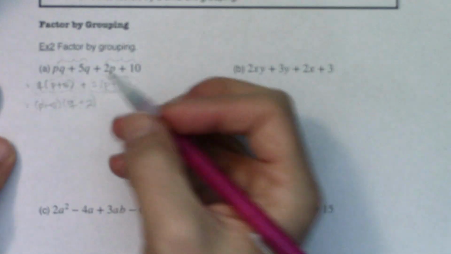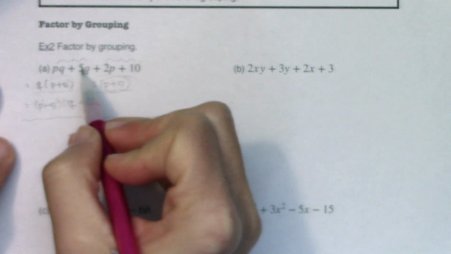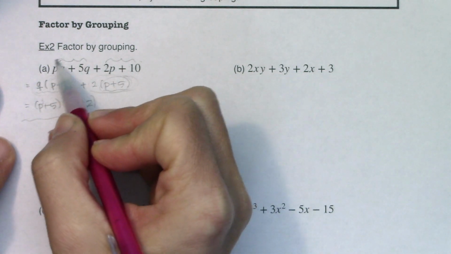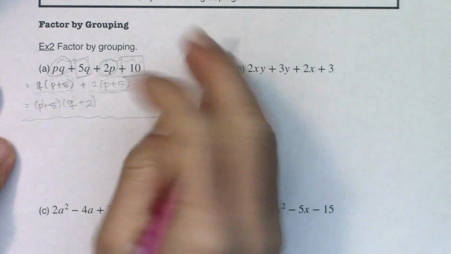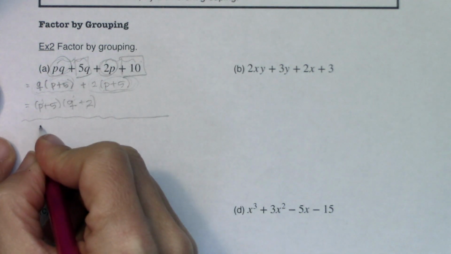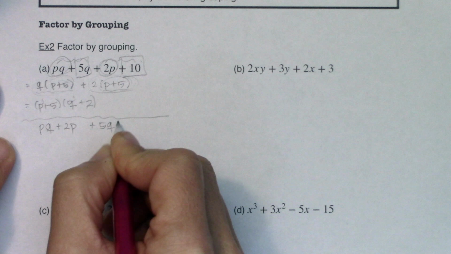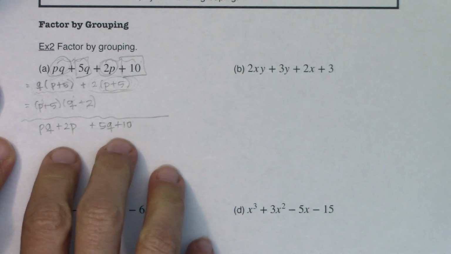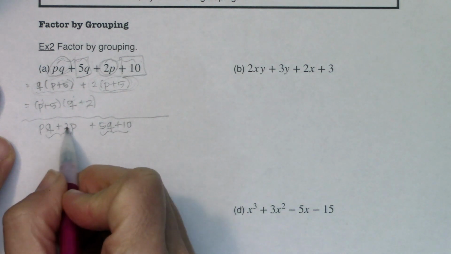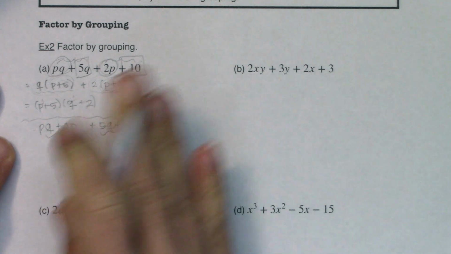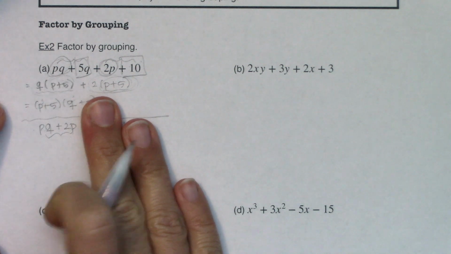All right, so I want to show you a second way I could have done this. So let's say instead of grouping the first 2 and the last 2, I group the first and third, and I group the second and fourth. I just want you to see an alternate way, right? So let's say I went PQ plus 2P, I rewrote this, and then I had 5Q plus 10. I just want you to see an alternate version, okay? So now if I look between these first 2 terms, this new binomial, what is common? There's a P common, so I'm going to factor that out, right?